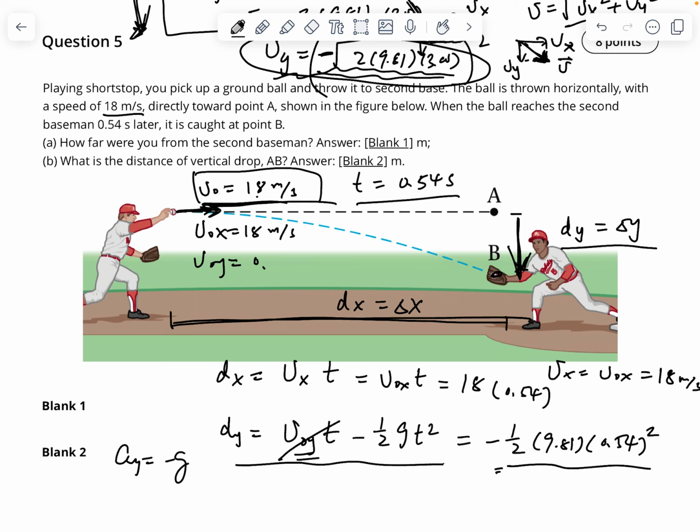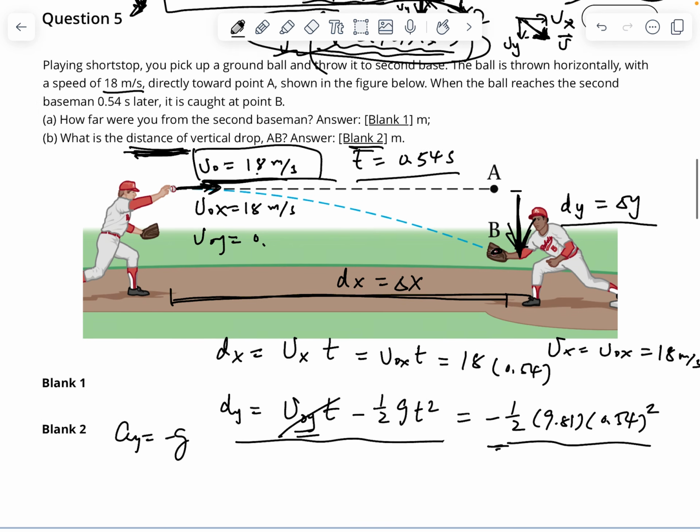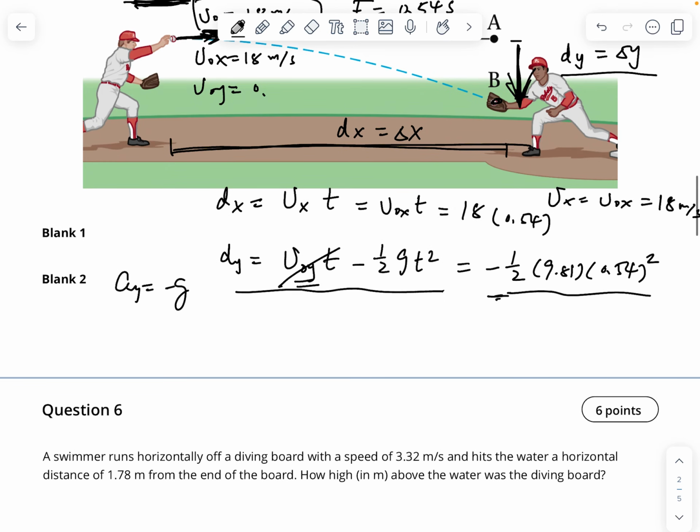Dy is a negative value because it's down, right? But if we ask you what the distance is, distance is the magnitude of displacement. So basically, you input a positive value in this blank. Displacement gives you direction, it's the down direction, but the magnitude will be your distance.